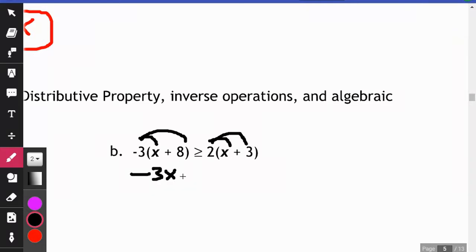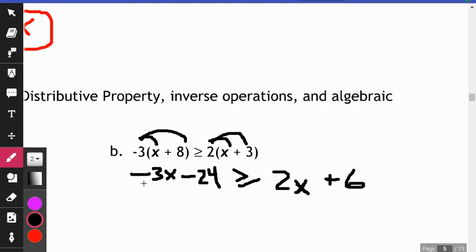Okay, -3x and -24, 2x and 6. Here we have our equation with no parentheses. Now I need to get rid of some x's from each side. I could put x's on that side and have a bunch of negative x's, or I can put x's on that side and have positive x's. I'm going to choose positive x's.